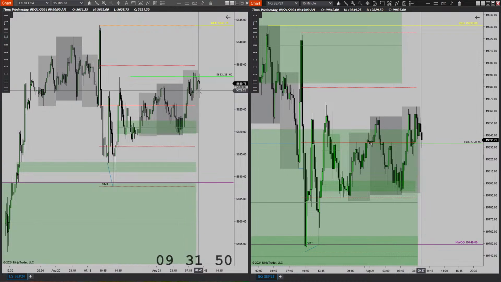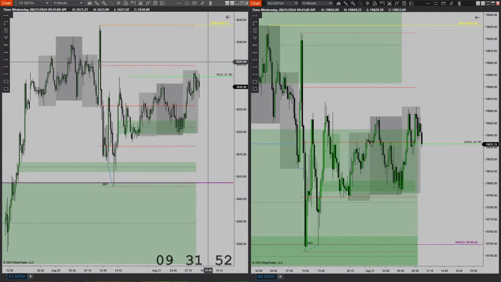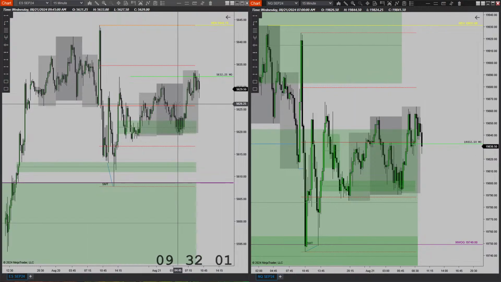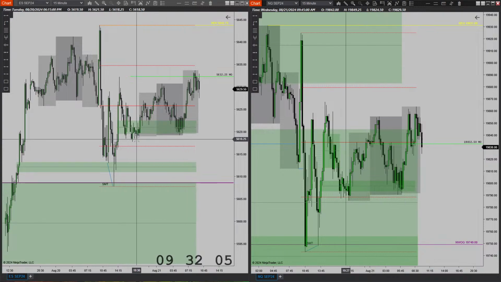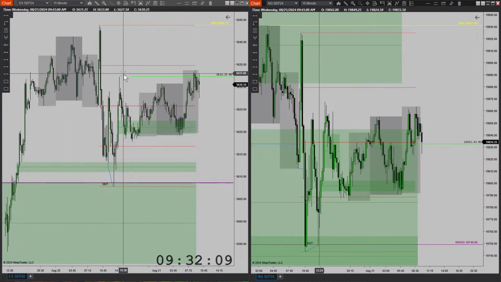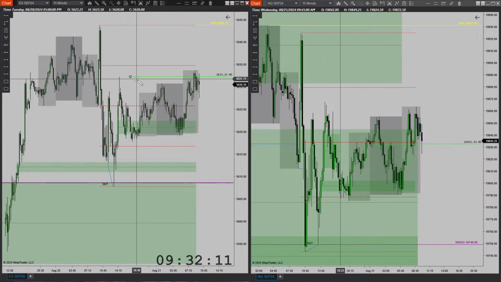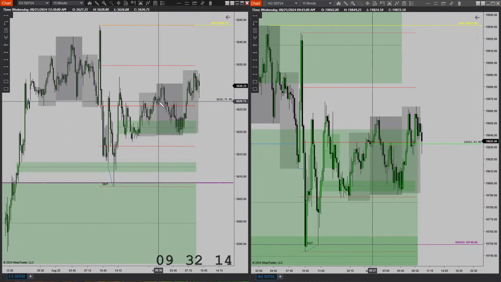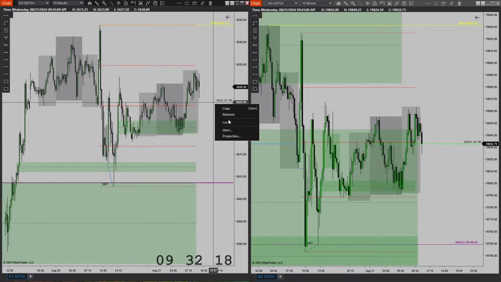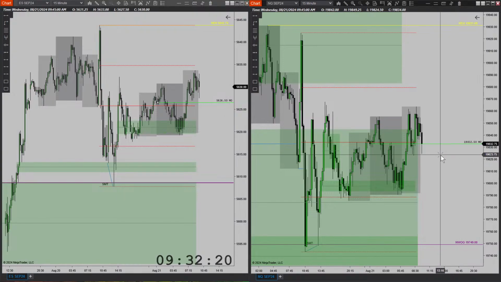So two options I have. I want to see displacement higher, but I don't want to see these highs get taken yet. Option two is I want to see one of these lows get swept, and then I'll get in to get long. But I don't want to get in at this current price range unless there's a setup on the lower time frames. I don't see one just yet.